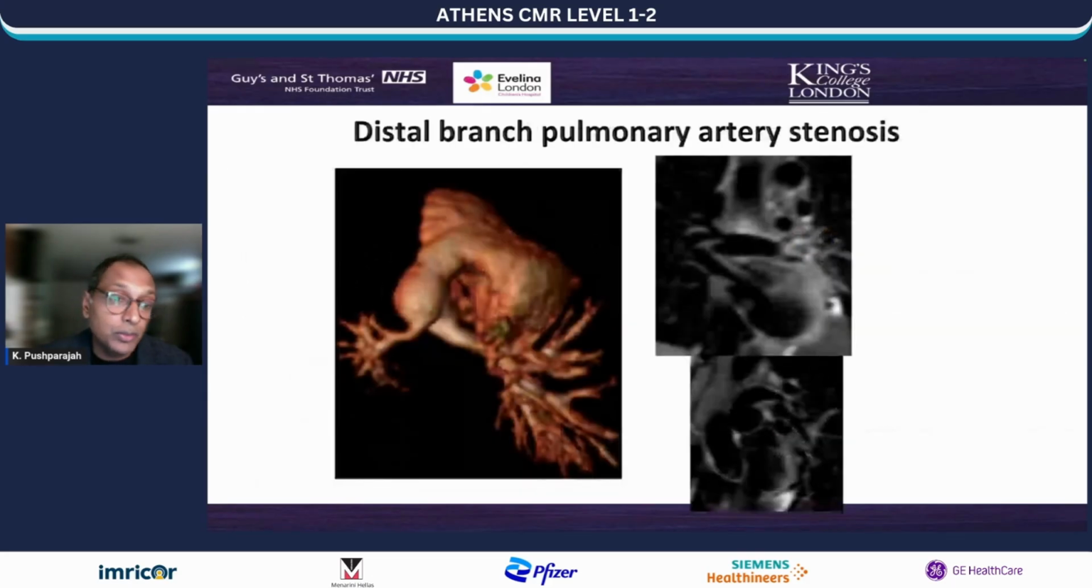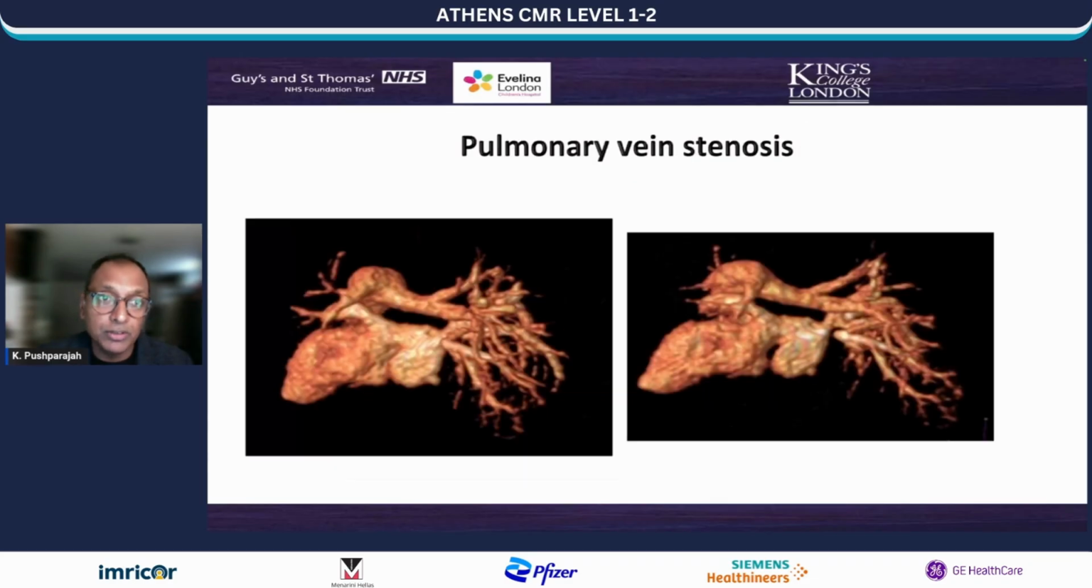So this is a patient with elevated right heart pressures on echocardiography. And you can see that there is a mechanical reason for that. There's distal branch pulmonary artery stenosis, as you can see in this volume rendered contrast enhanced angiogram to your left, and the black blood imaging to your right, which shows you the subsegmental distal branch pulmonary artery stenosis.